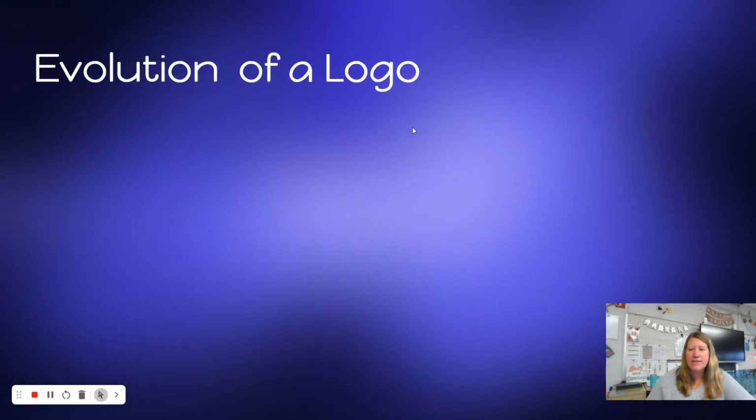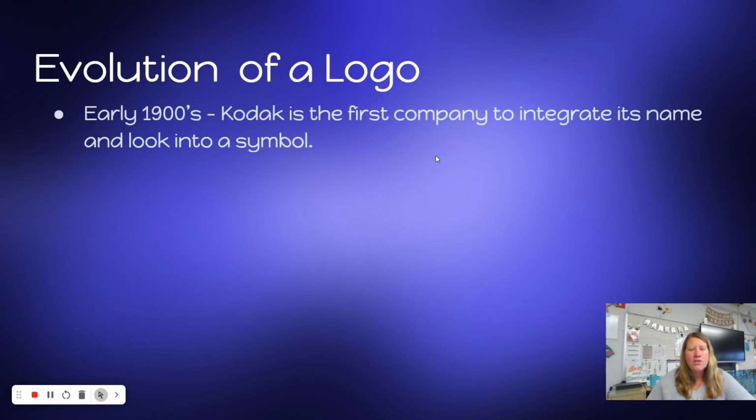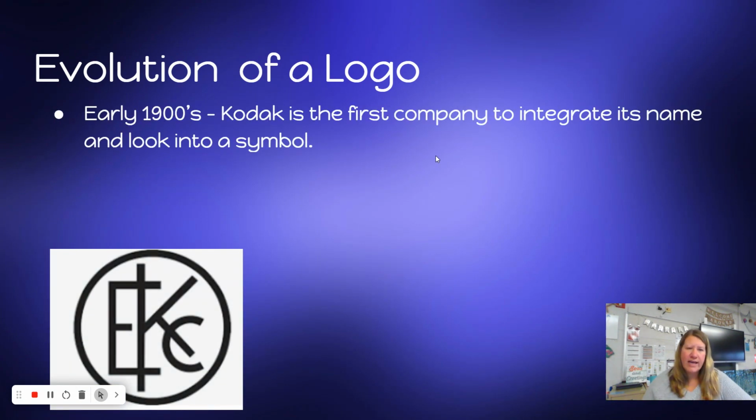Okay, so I'm gonna show you some logos and how they've changed throughout the years, because they don't always have to be the same thing. They can change as the years go on. So the first one that we're gonna do is Kodak, which in the early 1900s was the first company that had part of its name and their look in the symbol. So Kodak is actually called the Eastman Kodak Company. So it has the E, the K, the C.